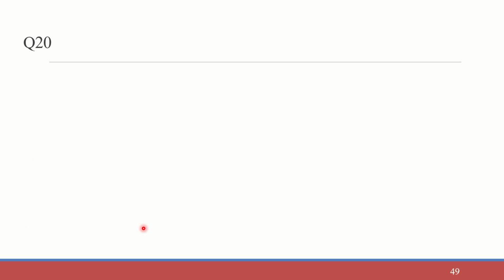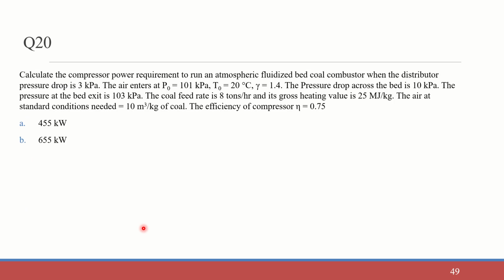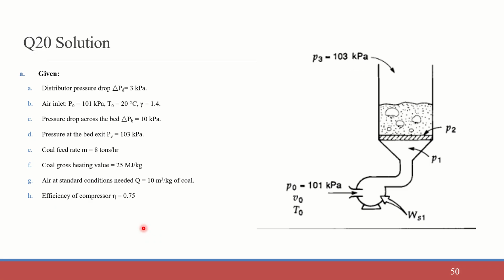And what have we got in the answer? 455 kilowatt is the right answer. So how did we get it? First, we are asked to find the compressor power requirement. For that, we need to know the inlet and exit conditions of the compressor. For the inlet condition, we know P naught, and V naught we need to calculate. T naught is given as 20 degrees Celsius, and P3 we know is 103 kilopascal. The bed pressure drop is 10 kilopascal, so P2 is 113 kilopascal, and the distributor pressure drop is 3 kilopascal, so P1 is 116 kilopascal.